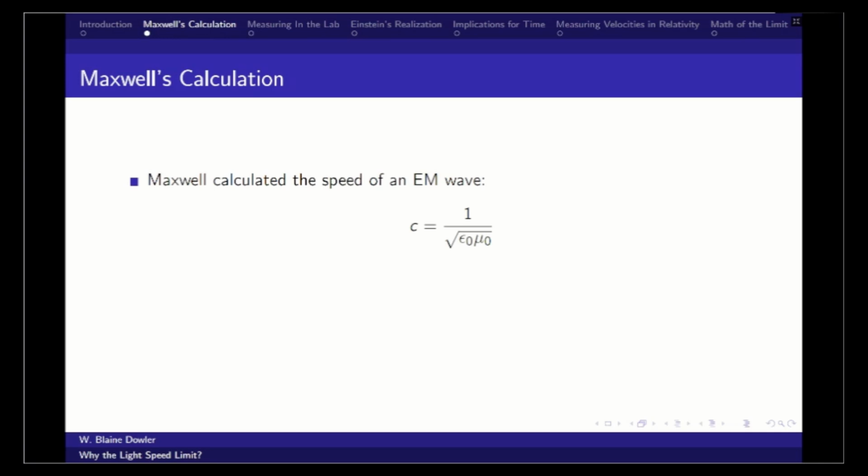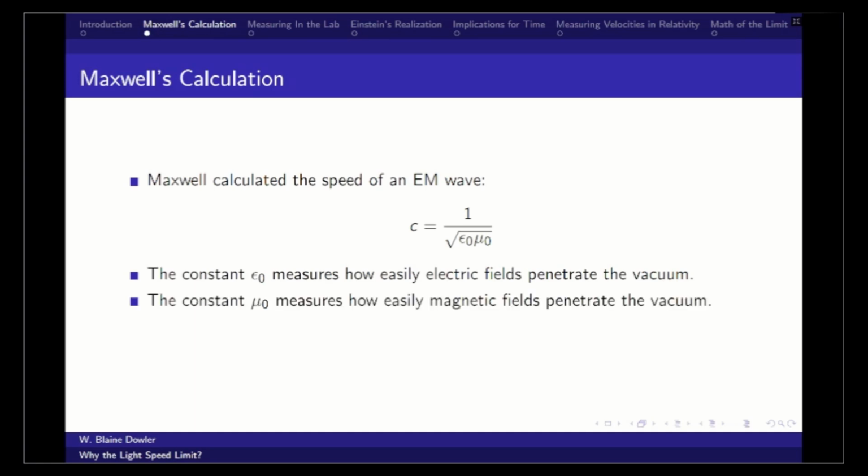In that case, he calculated the speed of that wave. This is the calculation he came up with. That constant epsilon with a subscript 0 measures how easily electric fields penetrate the vacuum. The constant mu with the subscript 0 measures how easily magnetic fields penetrate the vacuum. These two together produce that speed of light, and that was consistent with what had already been experimentally measured.